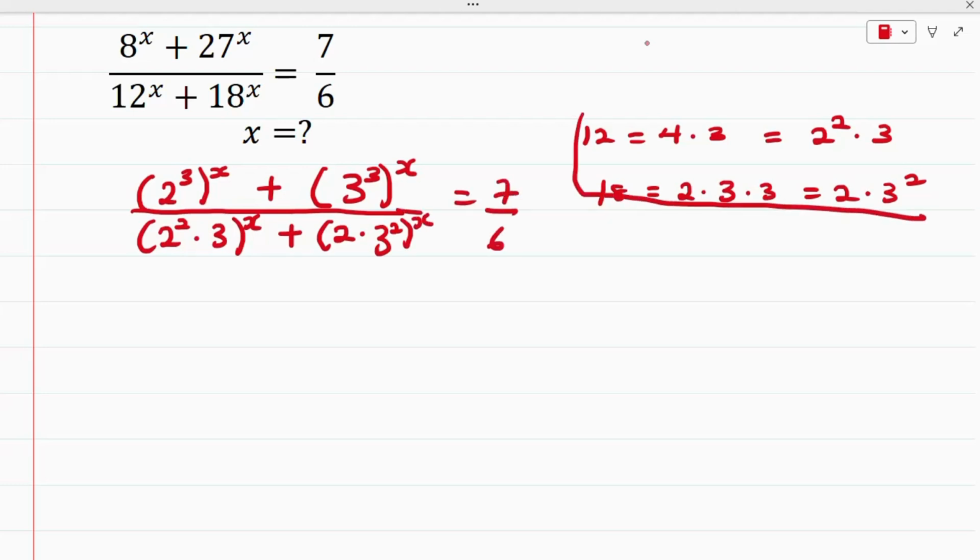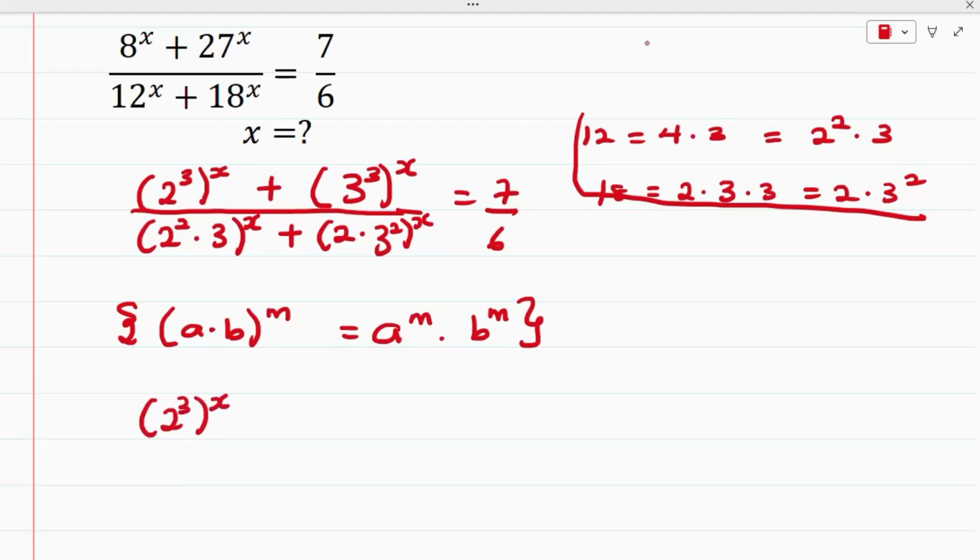From here we want to simply apply this property to the denominator. It says if we have a times b, all raised to the power of m, this is equal to a raised to the power of m times b raised to the power of m. So applying this property, we have 2 raised to the power of 3, all raised to the power of x, plus 3 raised to the power of 3, all raised to the power of x, divided by.